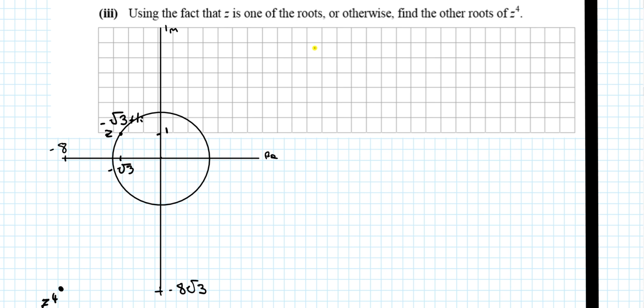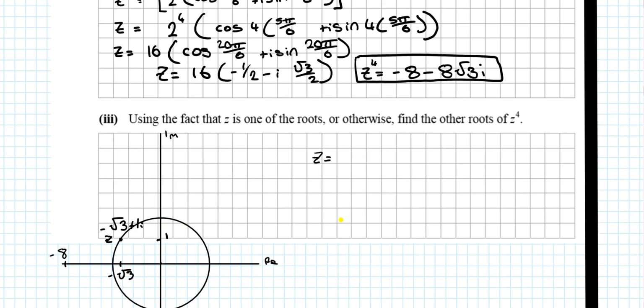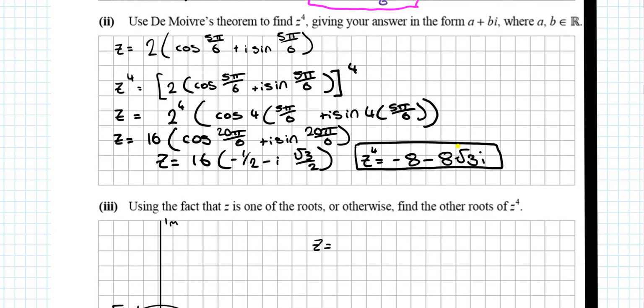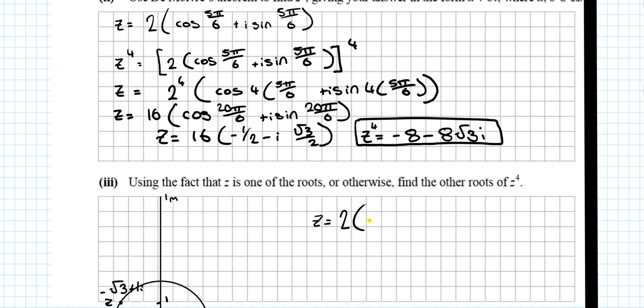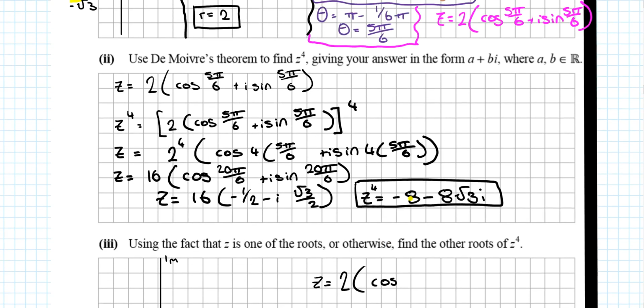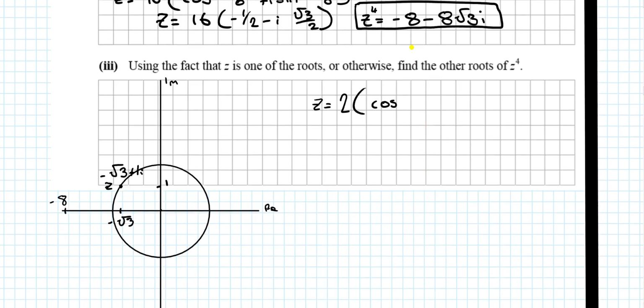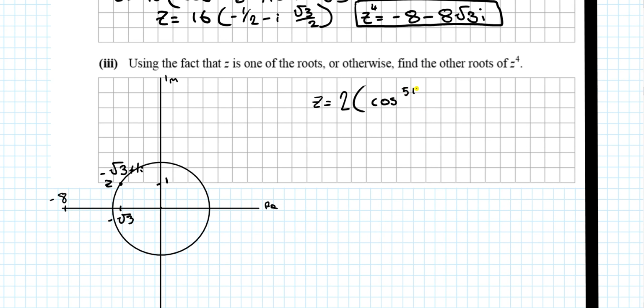So remember z in polar form was 2 cos 5 pi over 6 plus i sine 5 pi over 6. And I know I want 4 answers. So this is the first one. This distance, that brown distance, is 2. And this angle here is 5 pi over 6.